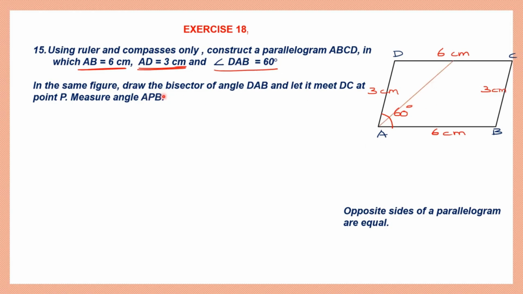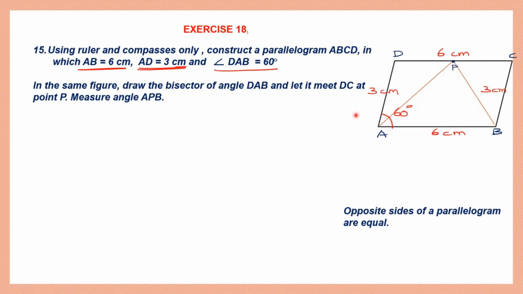And here what does it say? Draw the bisector of angle DAB and let it meet DC at point P. So this is DC and this point is point P. It's meeting at point P. This point here is point P. Then the next part is measure angle APB. Now we have A here and P here. Now B is here. That means we need to draw a line from P to B. P to B, and we are asked to measure this angle APB. So this is the rough figure.